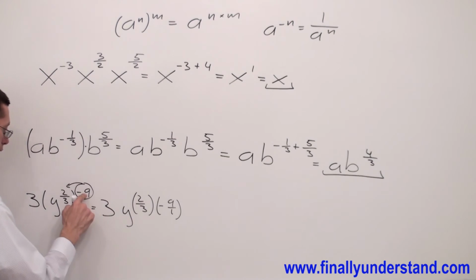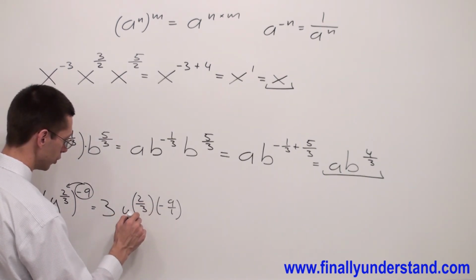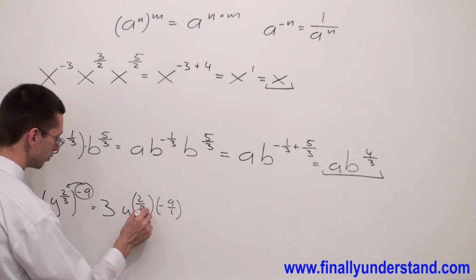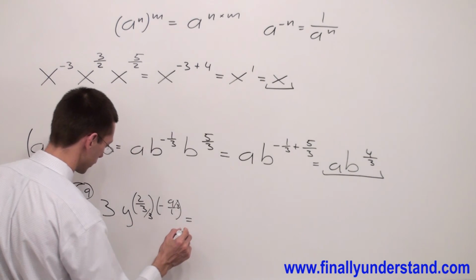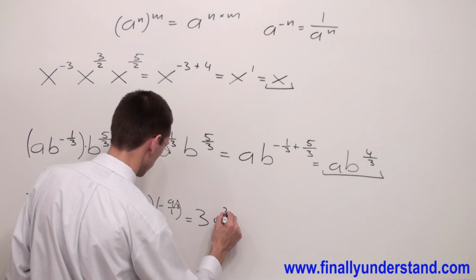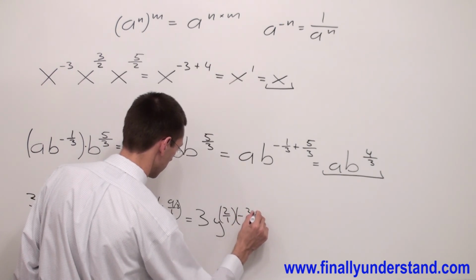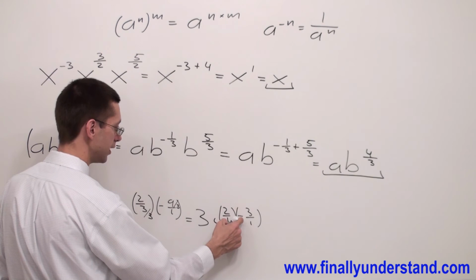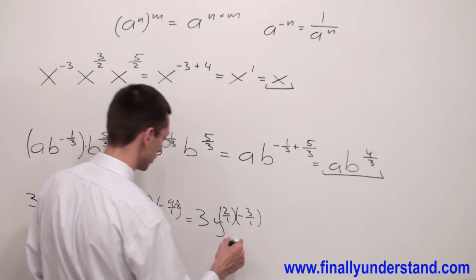I converted 9 to a fraction because I have a fraction next to y. Anytime you multiply fractions, you have to try to reduce any numerator with any denominator. 3 is divisible by 3 and 9 is divisible by 3. That's why I'm going to have 3y to 2 over 1 times negative 3 over 1. Positive times negative gives me negative. 2 times 3 gives me 6.